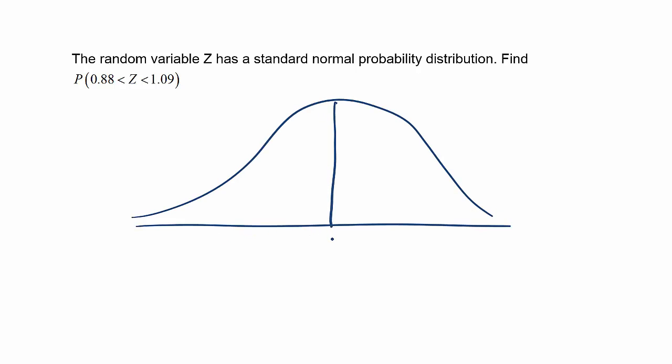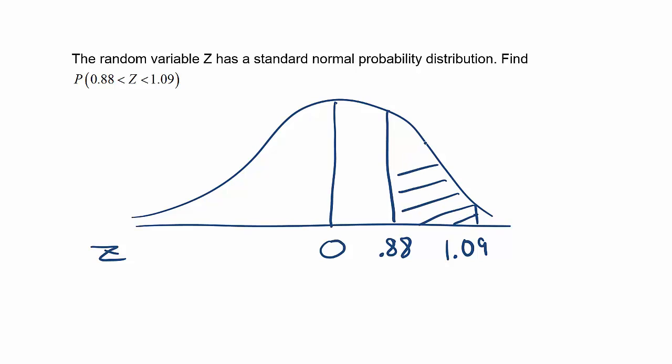And then I'm going to label the center of that curve at 0 on my z number line, right? Because the mean is located at 0. And 0.88 would be to the right of that, and so would 1.09. This is important: we're shading between 2 points that are on the same side of the mean, on the same side of the curve. This is a special case, a special problem that people often find difficult.